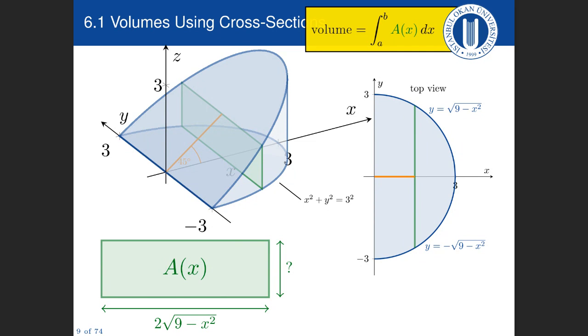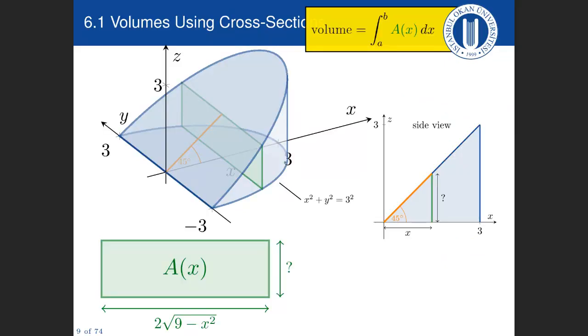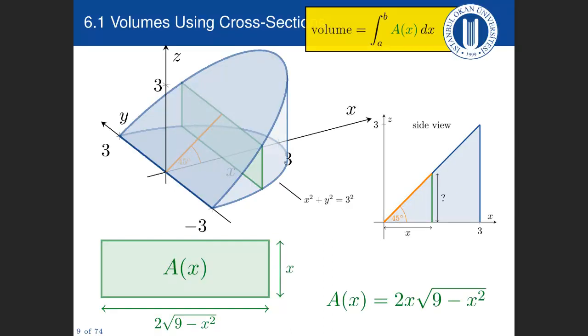And what is the height of our green rectangle? Let's have a look at the side view of our wedge. I have a distance x. I have an angle of 45 degrees. So what is the height of this green rectangle? Of course, the height must also be x because the angle is 45 degrees. So the area of our green rectangle is 2x square root of 9 minus x squared.